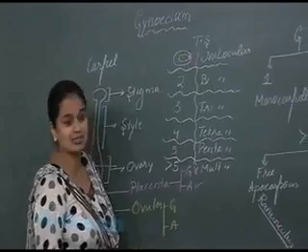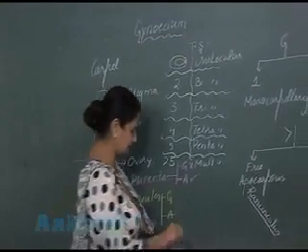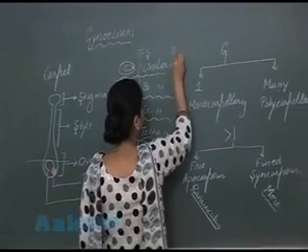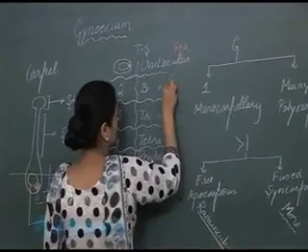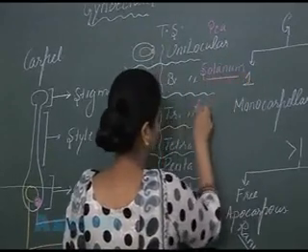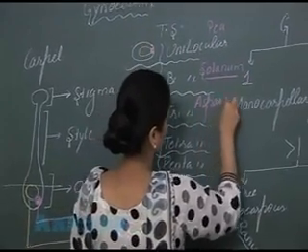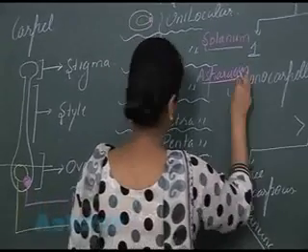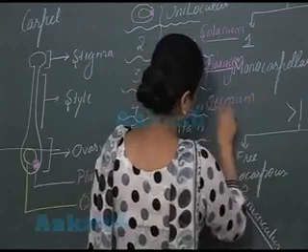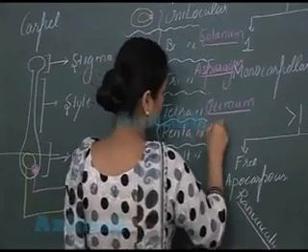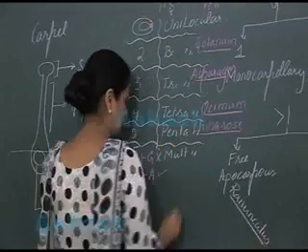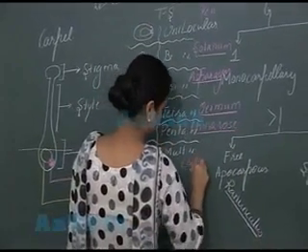Here I can cite one example for each of these conditions. The unilocular condition is in pea. Bilocular is in Solanum. Trilocular is in asparagus. Tetralocular is in Ocimum. Pentalocular is in China rose. And multilocular is in lady's finger.